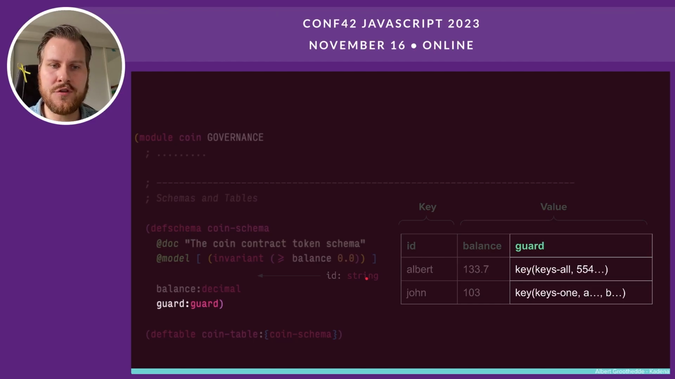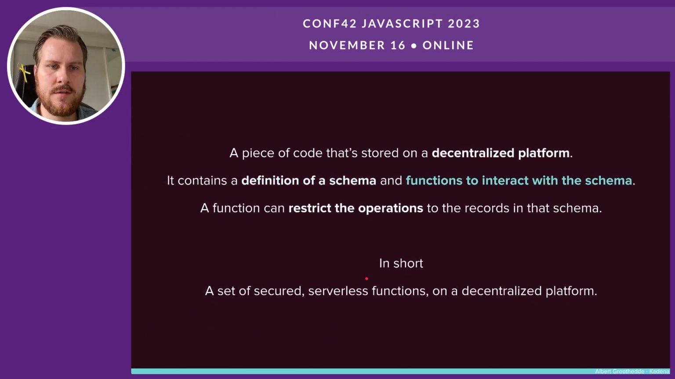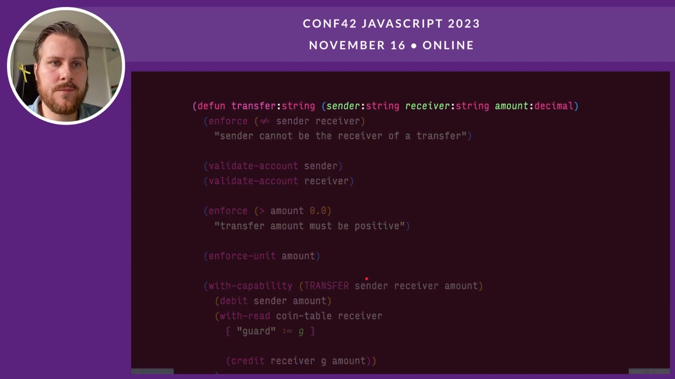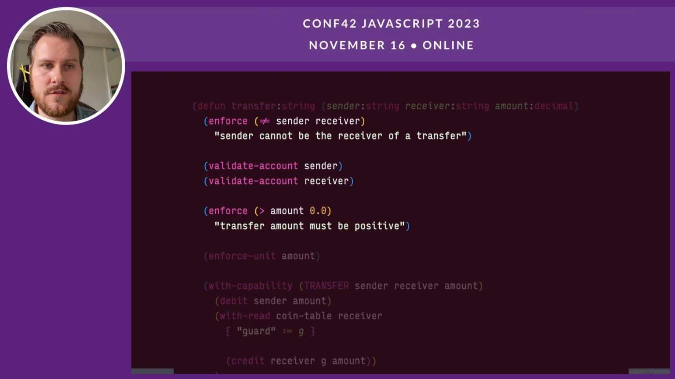Now let's look at the functions that can interact with the schema. So these functions need to limit the interaction in a certain way so that it's safe to work with. Now, how do we do that? So let's go over the function first. This function is called a defun, and the first part is the name of the function and its return value. The second part is the arguments that we have. Then there are some guards that will limit how you can interact with this function.